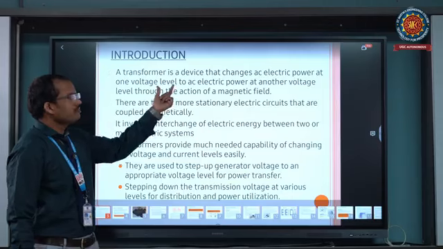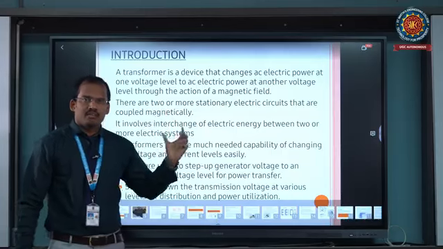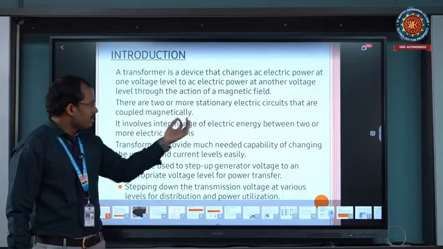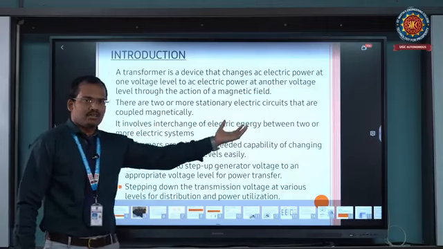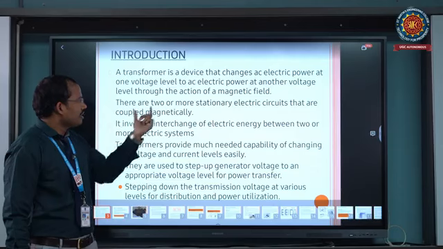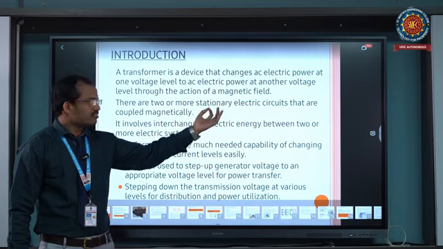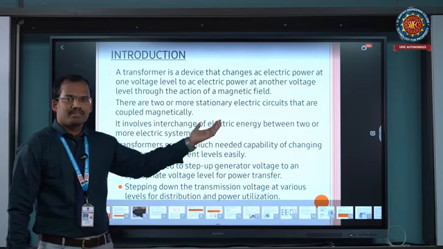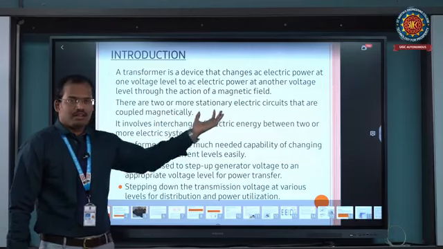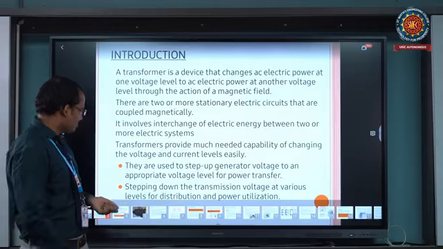The basic principle is that a transformer transfers energy. A transformer has two windings, a primary winding and a secondary winding. On the primary winding we give the input voltage supply, and the secondary side is connected to the load side. Whenever we give the input supply on the primary side, it works on the mutual induction principle. Mutual induction means it transfers energy from primary to secondary without an electrical connection, by interlinking the flux between primary and secondary. This is the basic introduction to the transformer.